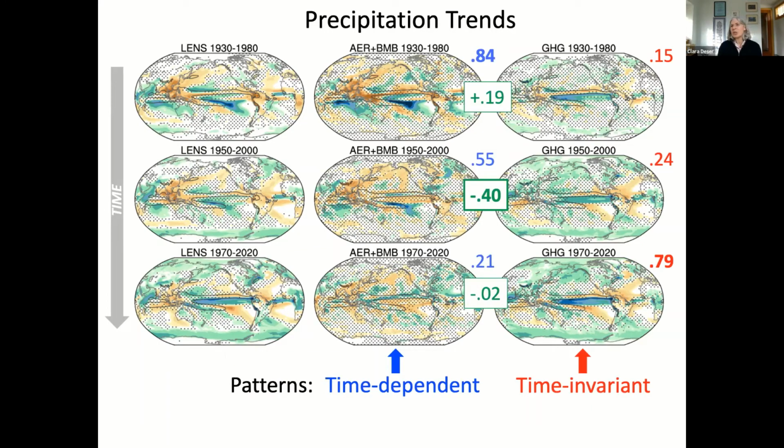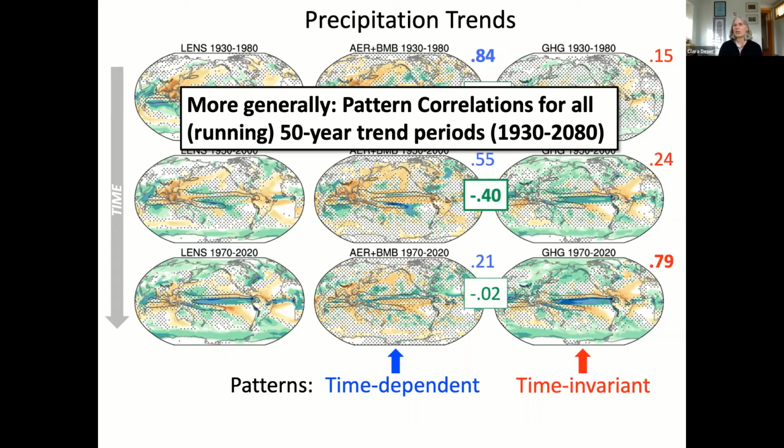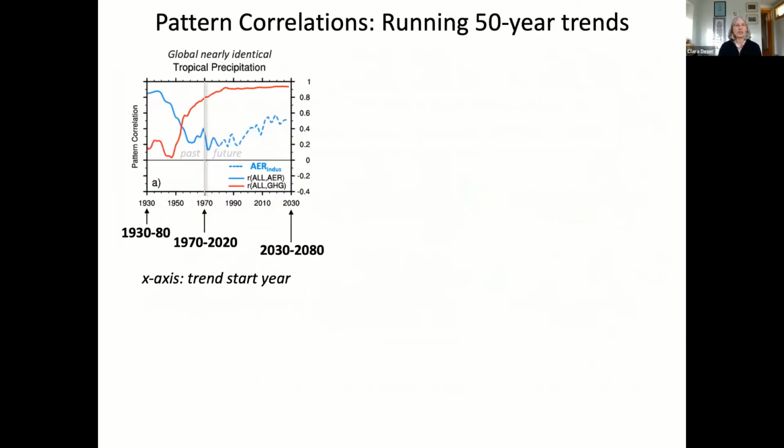So now we can be much more general about these results. We can use these pattern correlations as our metric, but do it for all running 50-year trend periods over this interval beginning in 1930, and now we'll go all the way out to the end of the simulations, which is 2080. So I'm just fitting 50-year trends for every start year during this time period. And I'll show you as a summary what these pattern correlations look like so we can see how they behave. That's what's shown here: pattern correlations for running 50-year trends for precipitation. It doesn't matter if we zero in on the tropics or the globe. It's very similar either way.